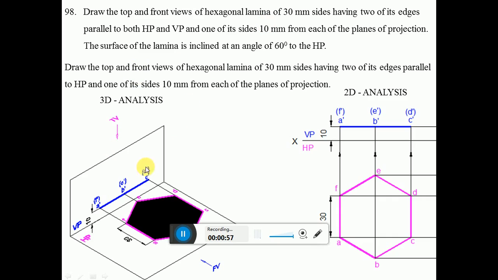Since we want the side to be parallel to both HP and VP, the initial condition has to be parallel to HP and perpendicular to VP, because we have to start from HP, because he has given the inclination with respect to HP. Since you have to have the surface inclination and we have to start from HP, obviously one of the edges has to be perpendicular to VP. Then that edge in the third position we can make it parallel.